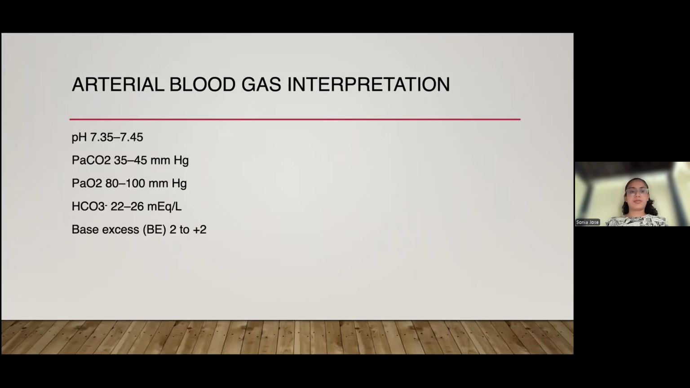So these are the normal values. We all know pH 7.35 to 7.45, PaCO2 35 to 45 mmHg, PaO2 80 to 100 mmHg, and HCO3 22 to 26 milliequivalents per liter. Base excess is -2 to +2. There is a typing error.